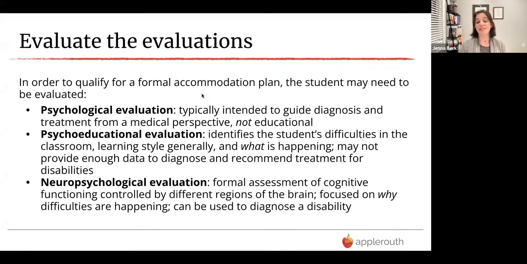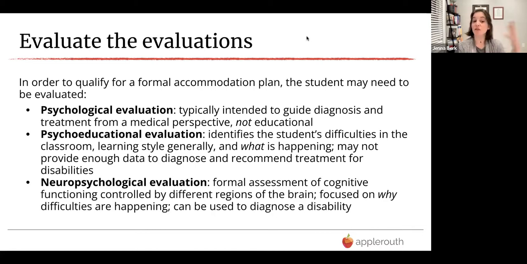There are so many different types of evaluations, and they don't make it easy to figure out which type is which. Most of the time, if you're going to have a formal accommodation plan, you usually need some kind of evaluation to show what your student needs. So there's a psychological evaluation, and that's usually intended to guide a diagnosis and treatment from a medical perspective. It really doesn't have a lot to do with the educational side of things. A psychological evaluation would be helpful if you want your student evaluated for, say, anxiety or depression, which also show up a lot for students with learning differences. But it's not necessarily going to be helpful from an educational perspective.